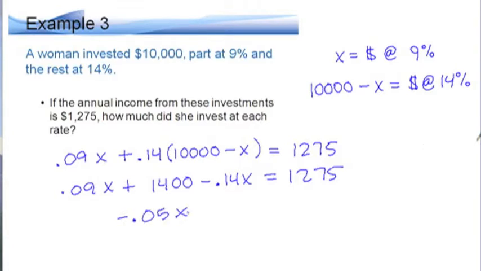That's multiplied by x. And then if I subtract 1,400 from both sides, 1,275 minus 1,400 gives me negative 125. And then let's divide both sides through by negative 0.05. 2,500.